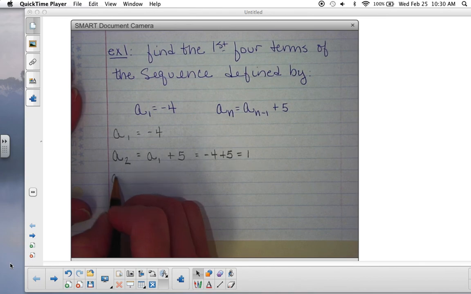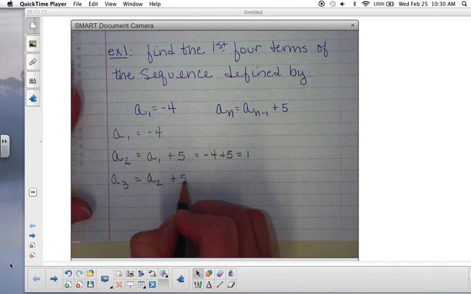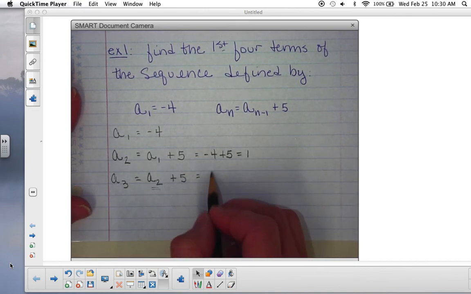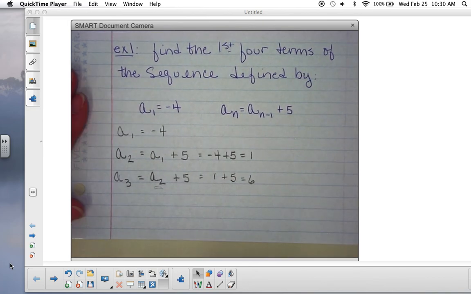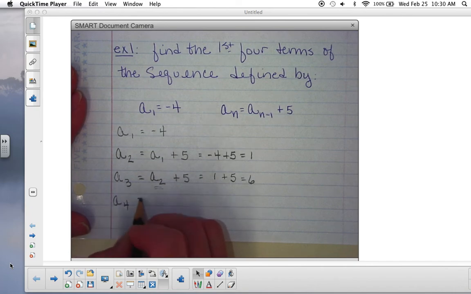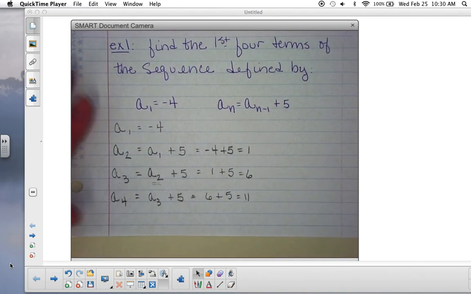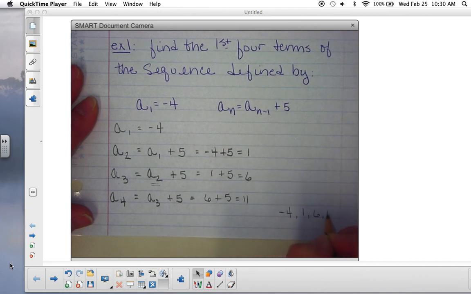When I go to find the third term, the rule says take the second term and add 5 to it. So the second term that we just found was 1. It's going to be 1 plus 5. My answer here is 6. And then when I find a sub 4, that is the same as a sub 3 plus 5. And a sub 3 we just found was 6. 6 plus 5. My answer here is 11. So the first 4 terms would be negative 4, 1, 6, 11.